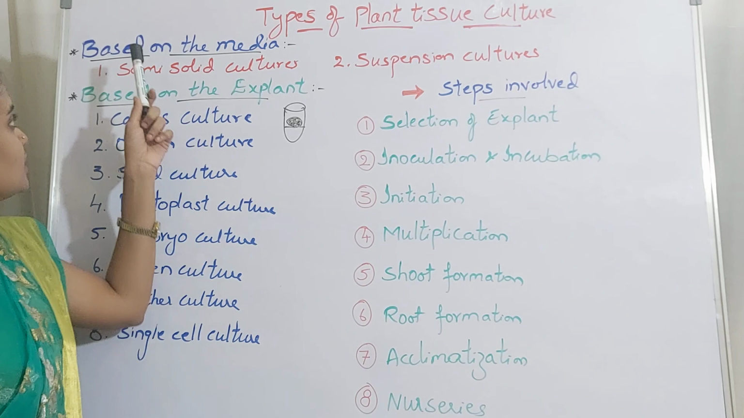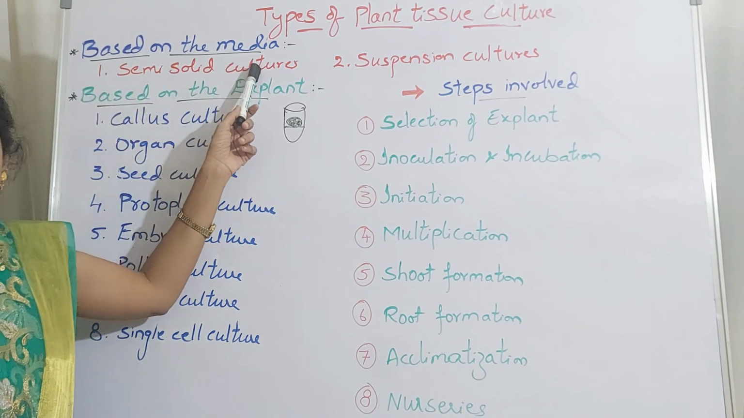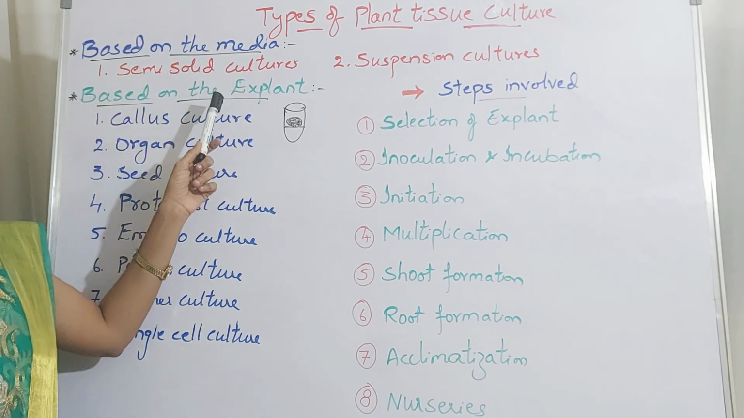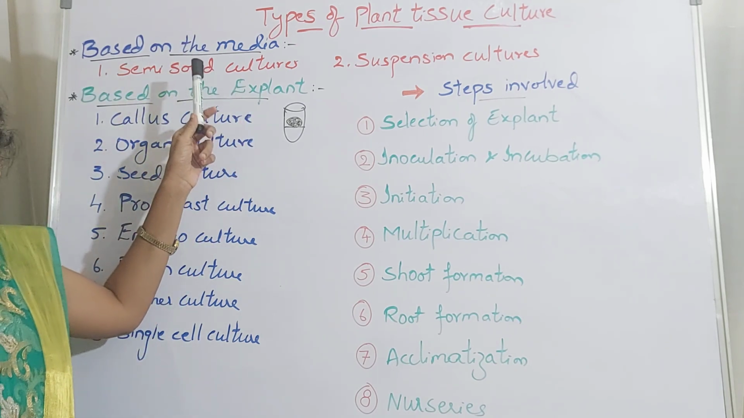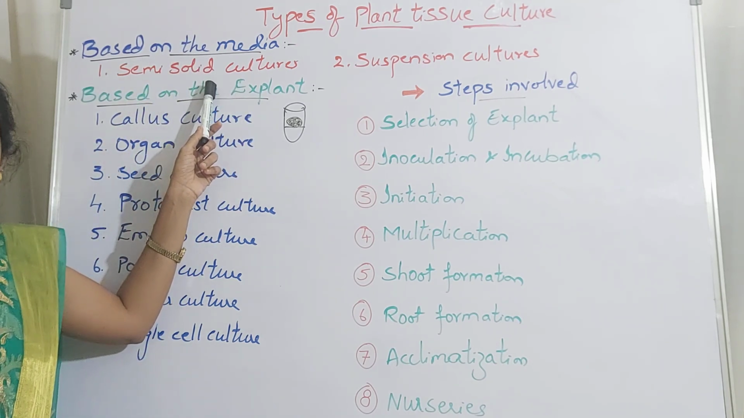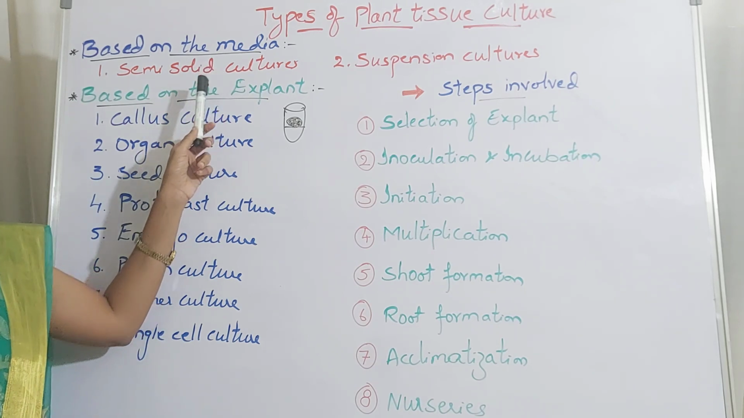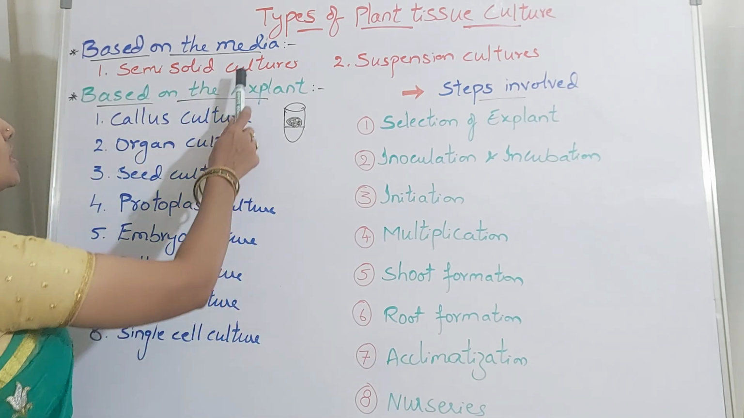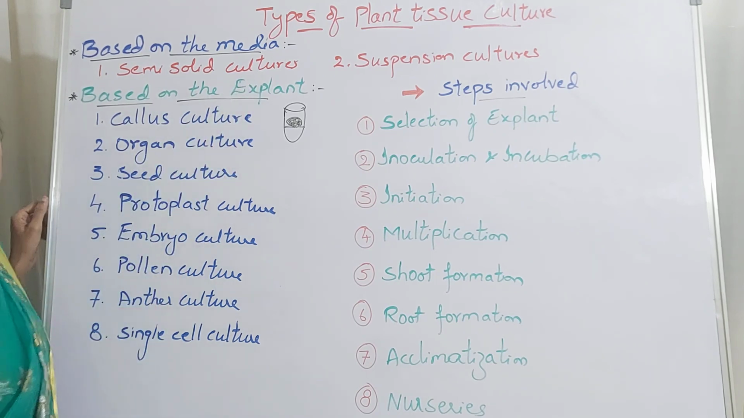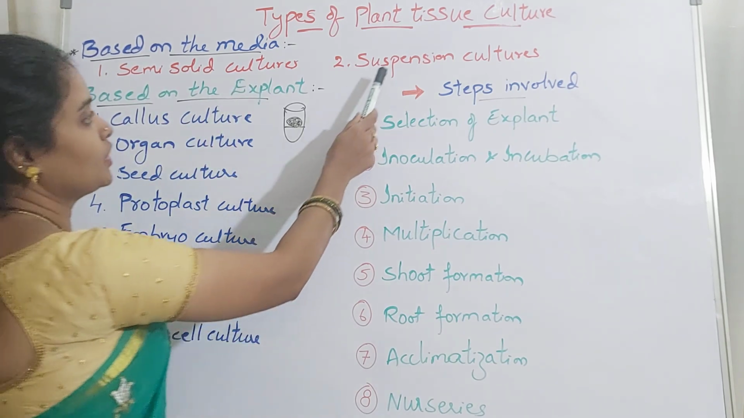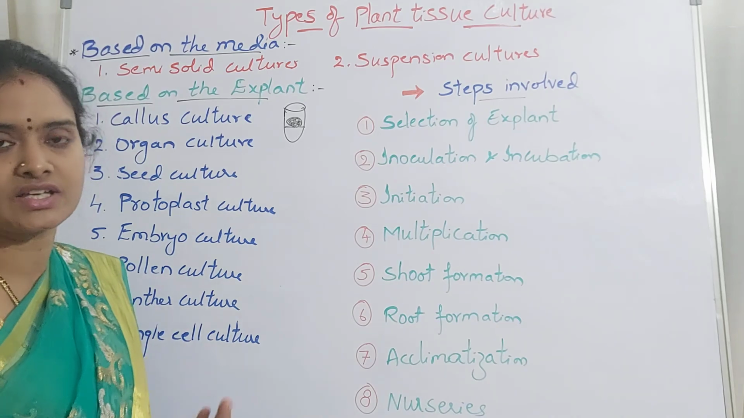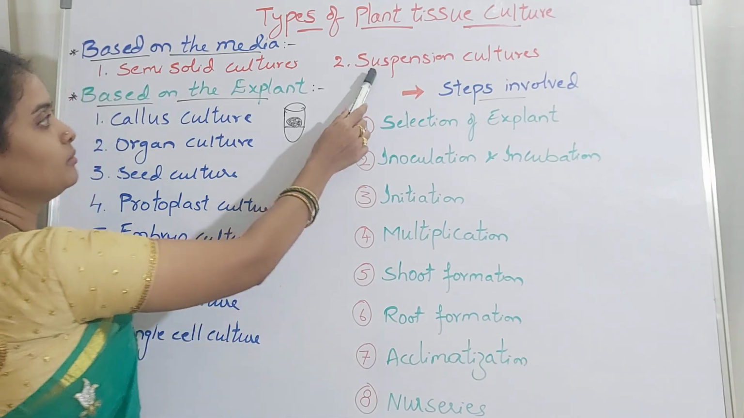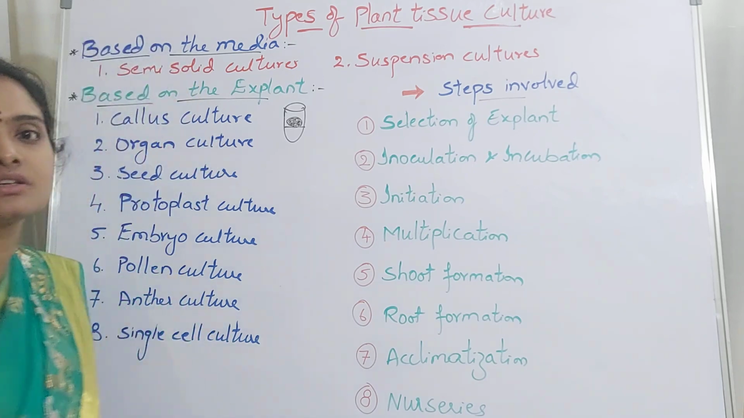Okay, first it can be based on the media you are using, and it can be based on the explant you are using. If you are using the chemically defined synthetic media with solidifying agents such as agar-agar or agarose, you call it semi-solid cultures. Or if you are using the chemically defined synthetic media or the natural media in a liquid form, then you call it suspension cultures.